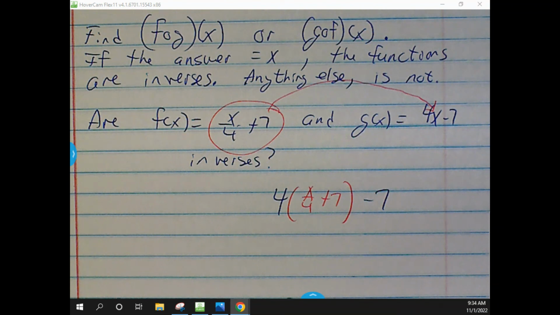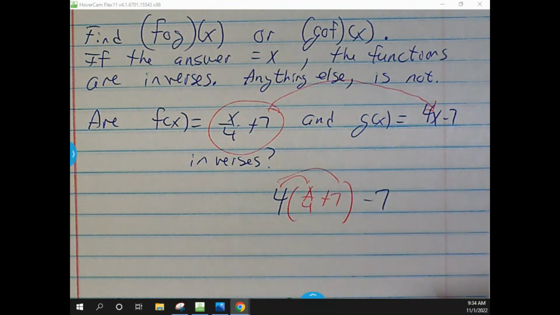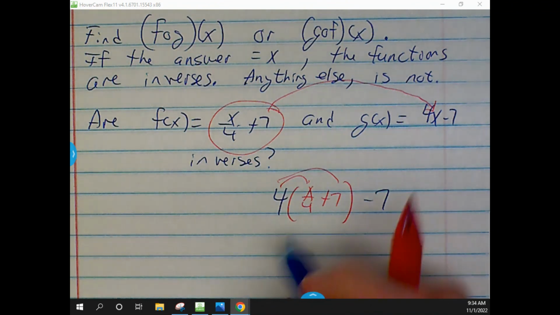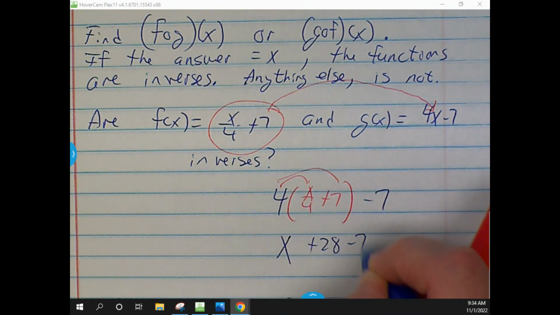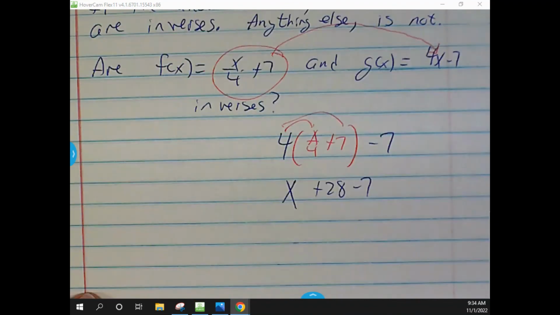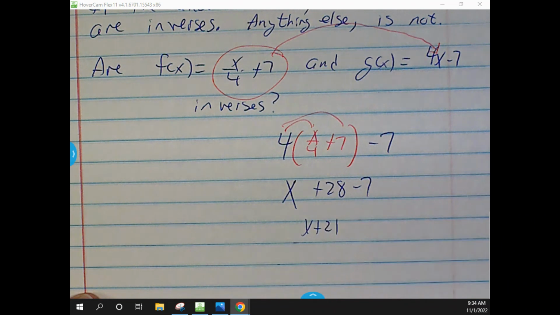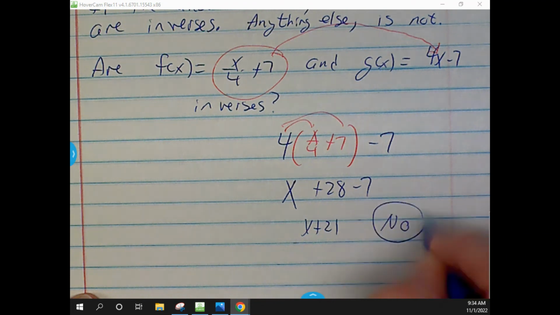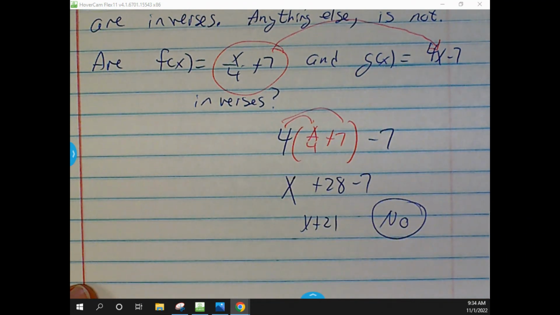Did they do it the right way that it should have been done? So if you do 4 times this and 4 times that, those 4s will cancel and get you just x. But 4 times 7 is 28. And if you do 28 minus 7, that is 21. So if we do f of g of x in this case, then we get x plus 21. So are they inverses? No, it's got to be just an x.